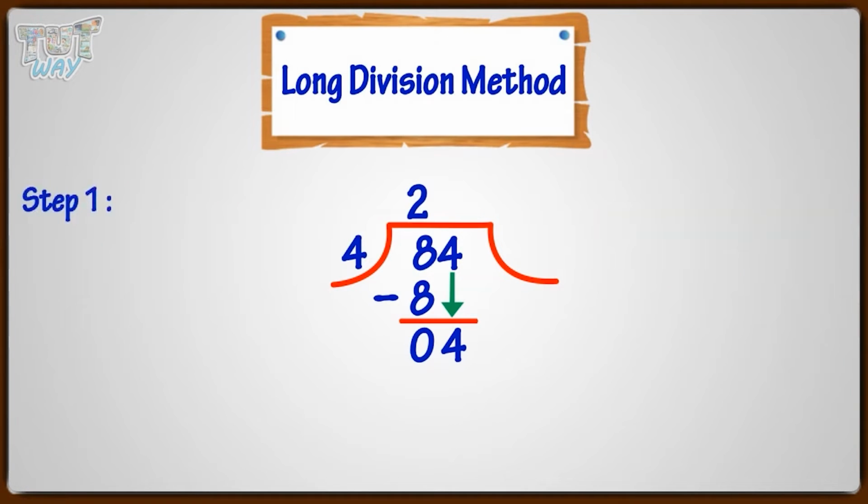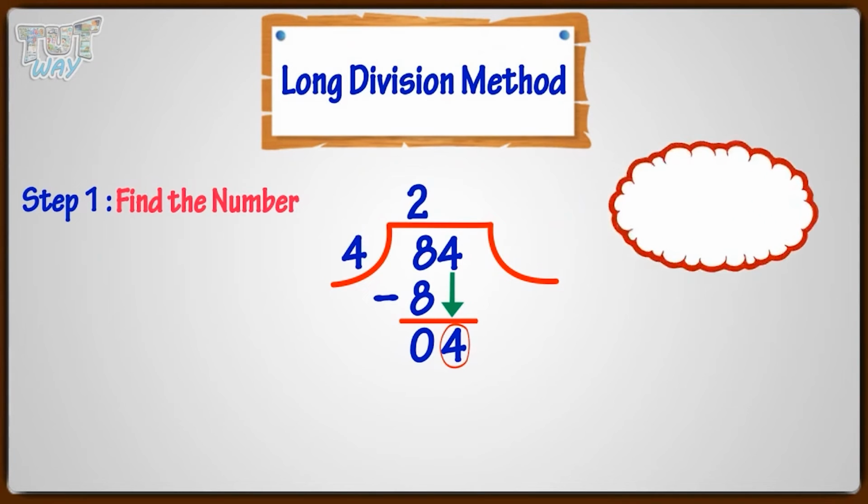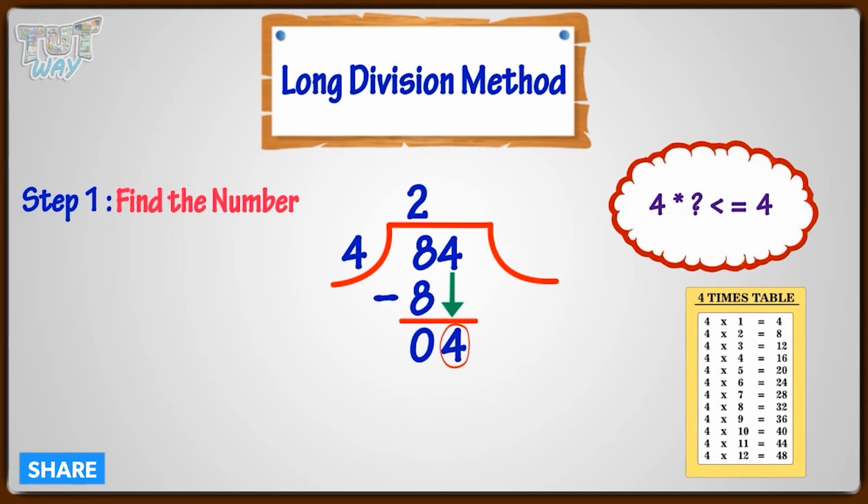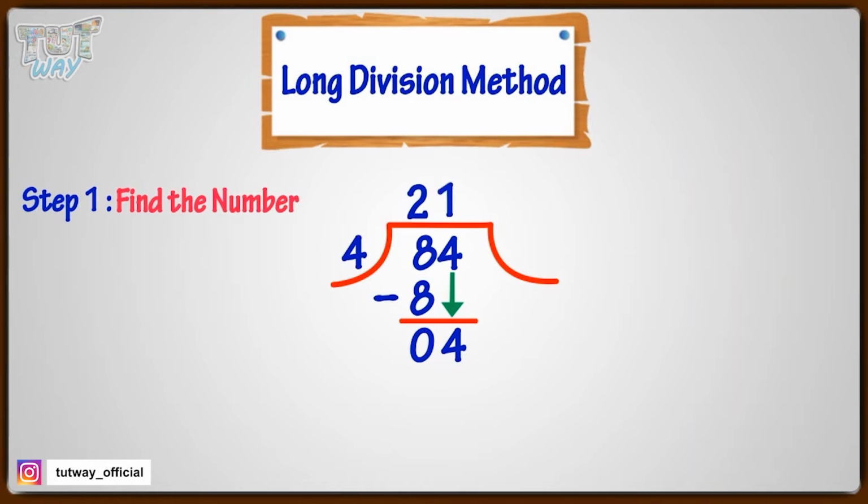First step is find the number. Find how many times the divisor can go into the number 4. Think this way. 4 multiplied by what gives us a number which is less than or equal to 4? 4 multiplied by 1 gives us 4. So, 1 is the number we want. Write it in the quotient. Next step is multiply.